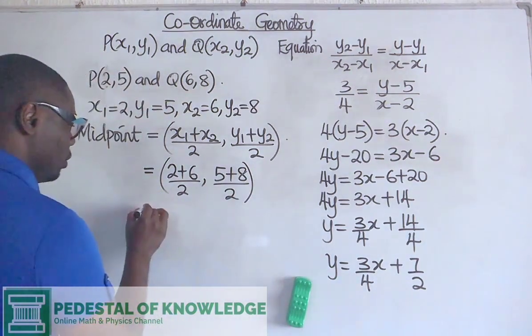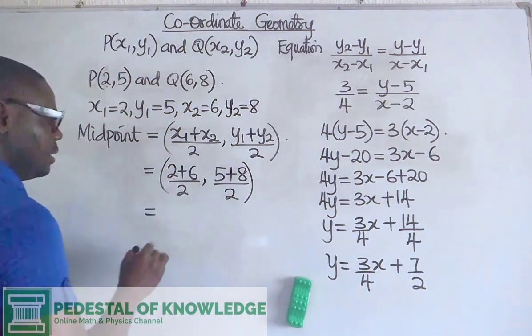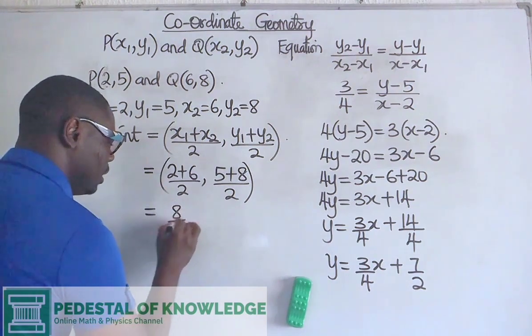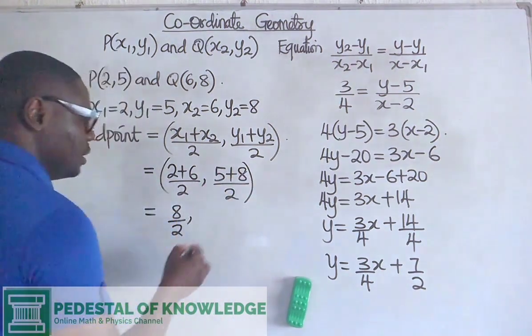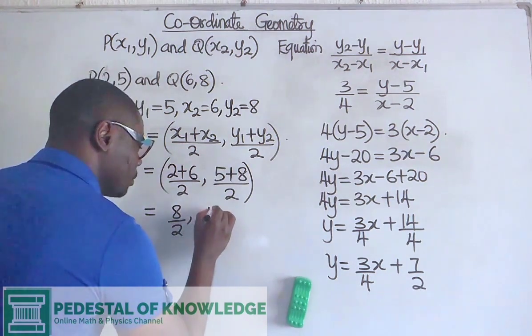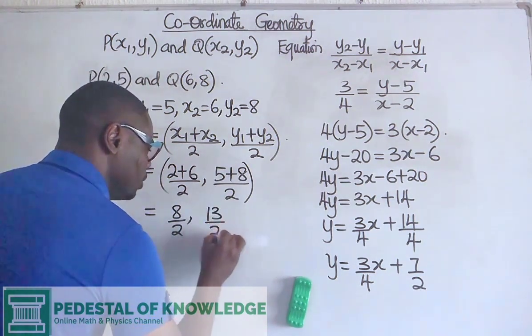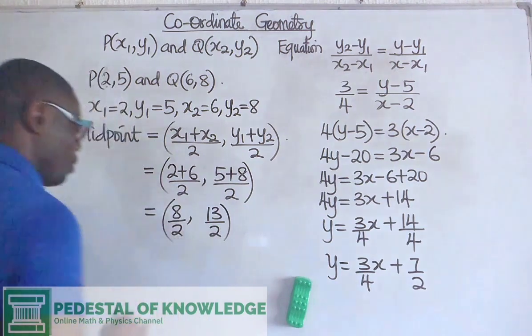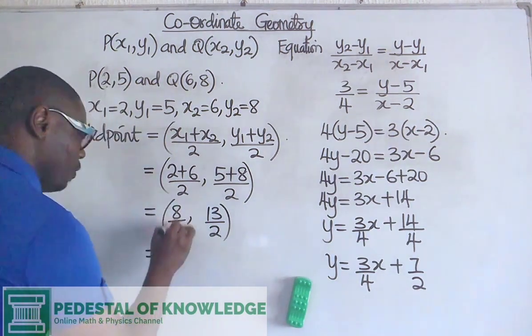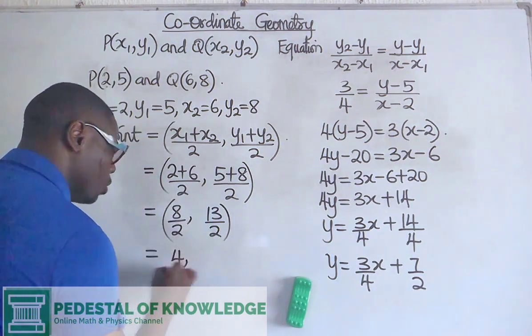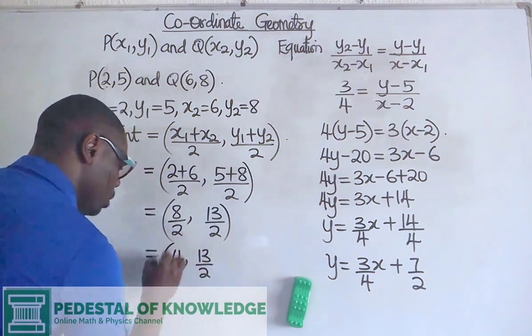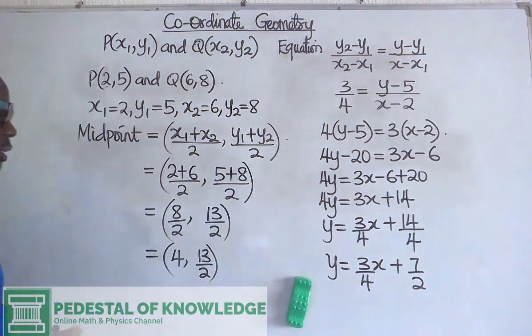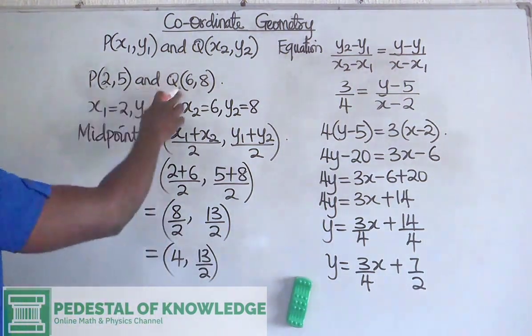All right, and this is equal to 2 plus 6 is 8. So we have 8 divided by 2, comma. Now 5 plus 8 is equal to 13 divided by 2. And finally, 8 over 2 is 4, comma, then 13 over 2. And this is the midpoint of the line joining P and Q.